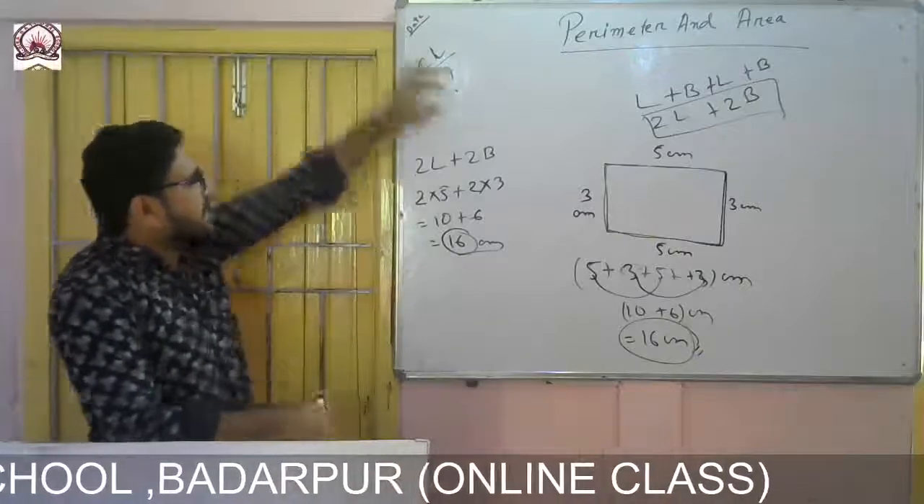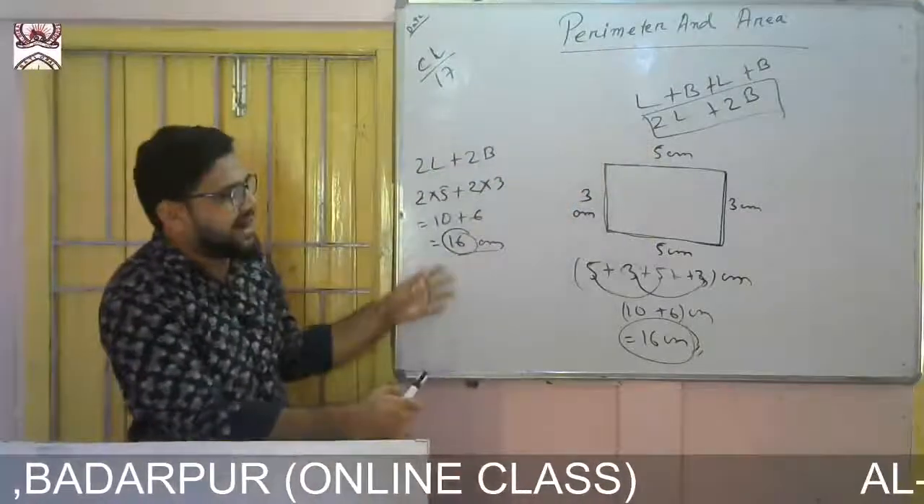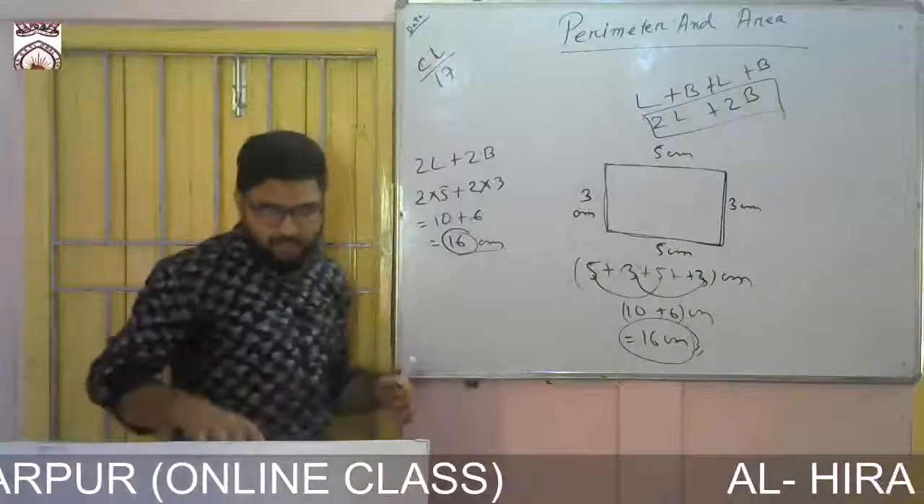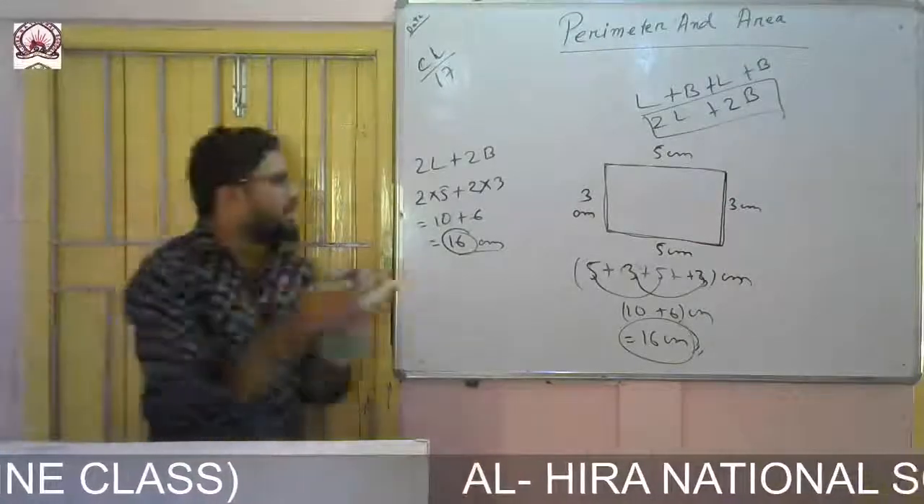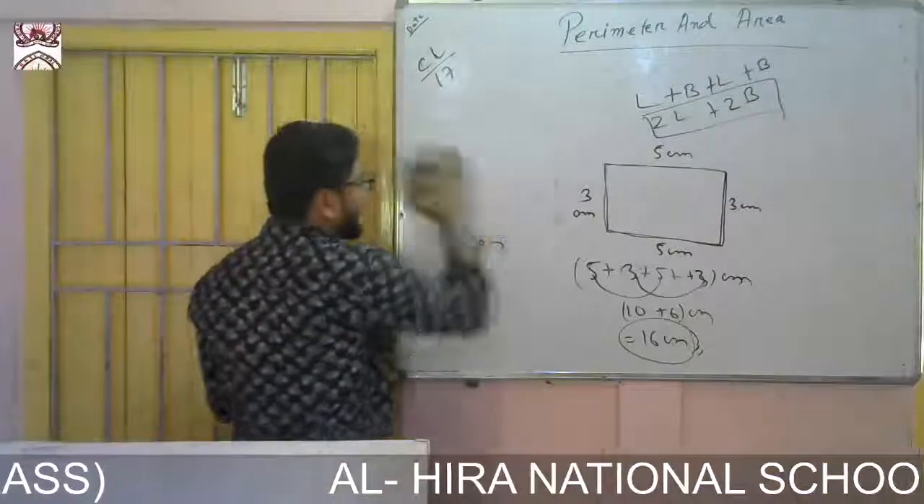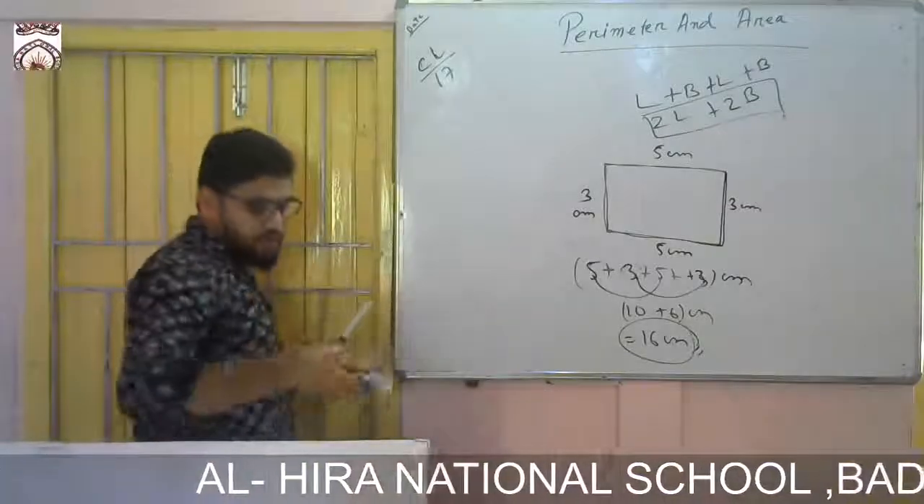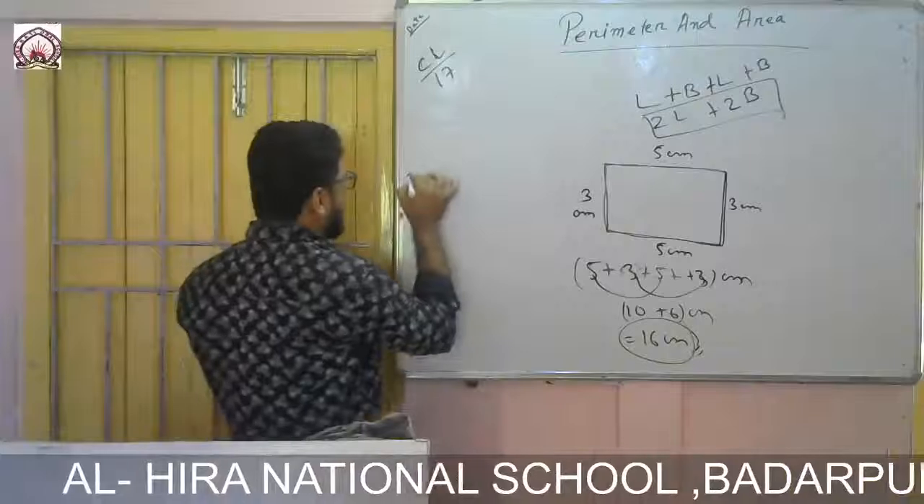Understood? By using this formula also we can find it. So this is the formula for the perimeter of a rectangle.